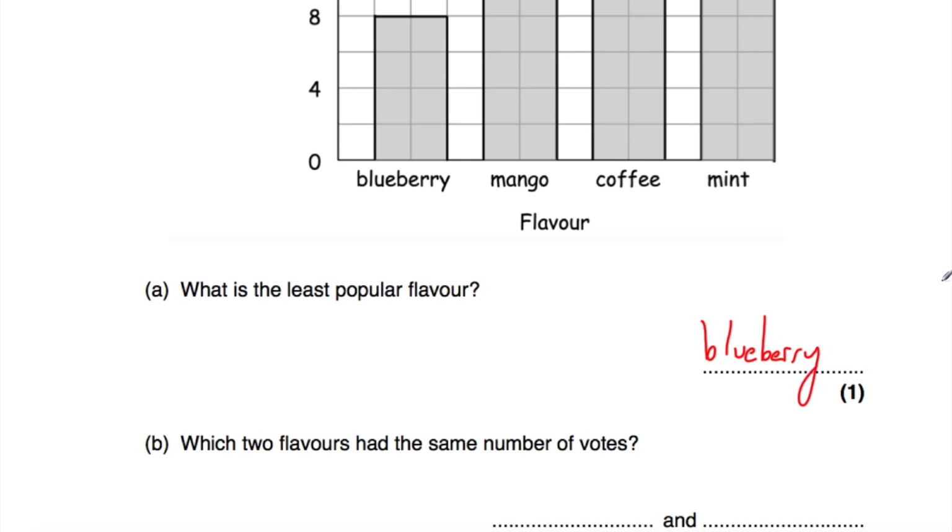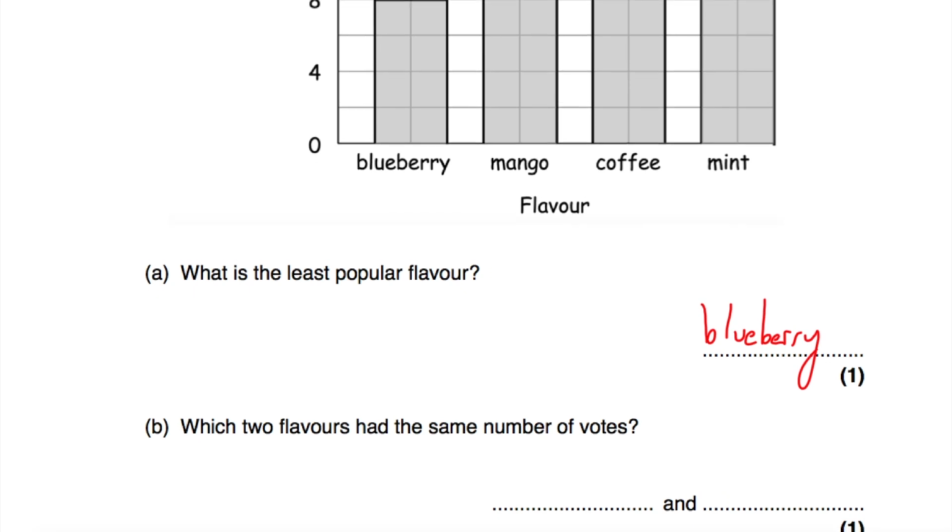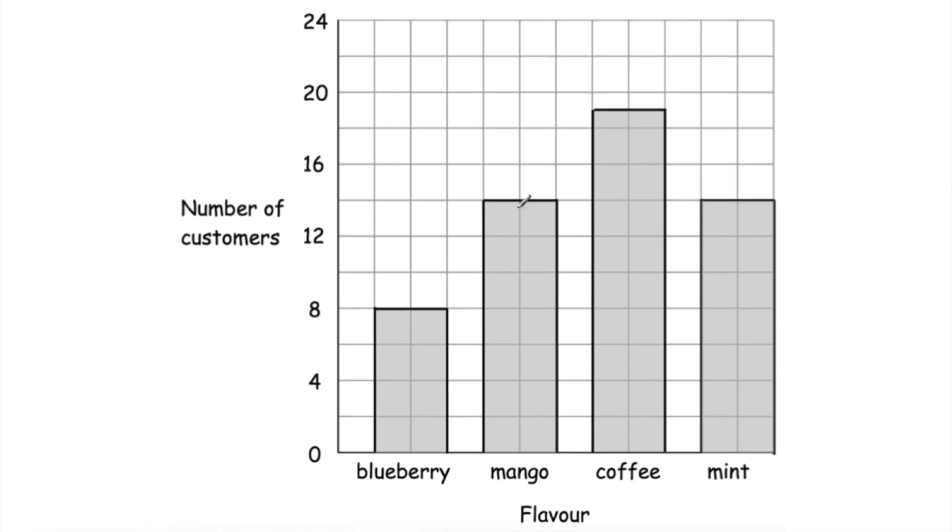Okay, and then part B. Part B says which 2 flavours had the same number of votes. So if they've got the same number of votes, the bars are going to have the same heights. And as you can see here, the bar for mango and the bar for mint have got the same heights.